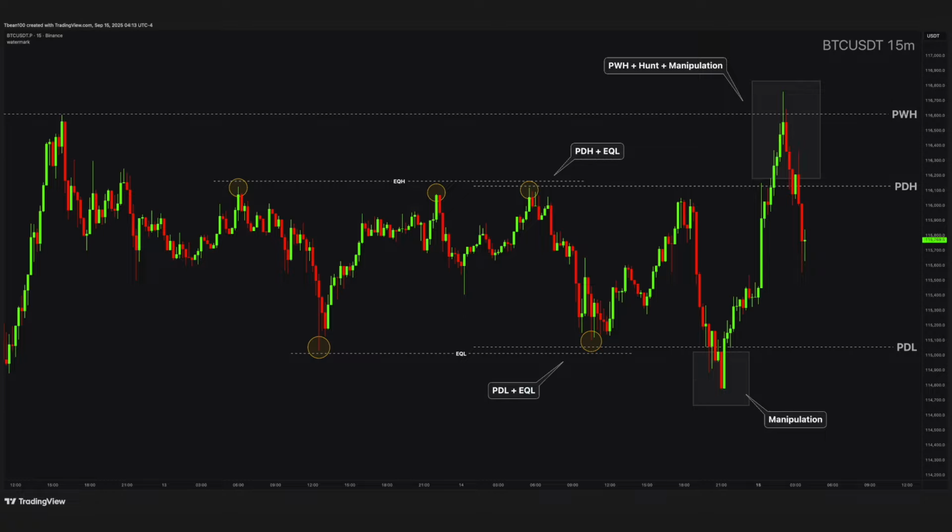You will notice that both sides were heavily manipulated, with liquidations taken out on each end. After that, the price pulled back into the center zone once again. This creates a kind of range and deviation, which you might remember from our free trading course on smart money concepts. Now, let's deep dive into the move from manipulation to manipulation and break down how the market structure really works.